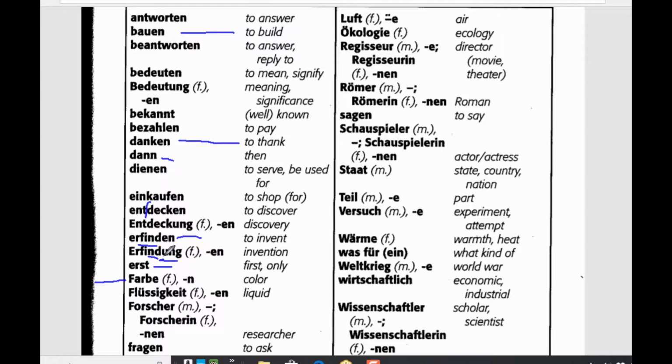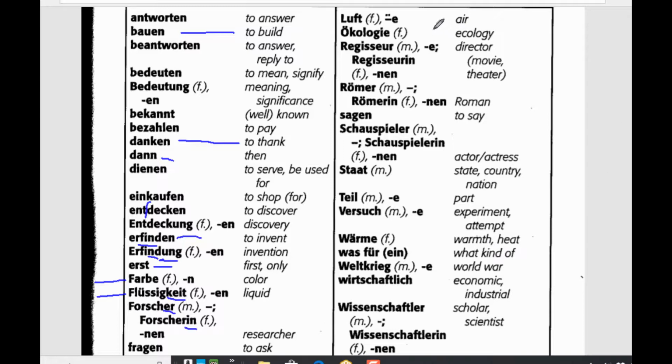How about Flüssigkeit? Why is that feminine? Because of the ending keit. Exactly, yeah. How about Forscher? Why is that masculine? It ends in er. Okay, and what about Forscherin? It ends in in. So this is the researcher, and who would be the Forscherin? The female researcher. Exactly. Yeah, great. Good, doing a great job.